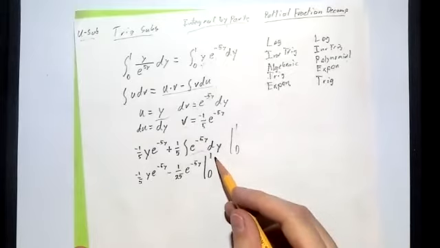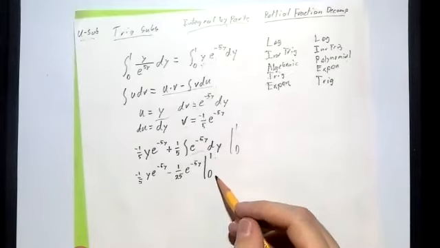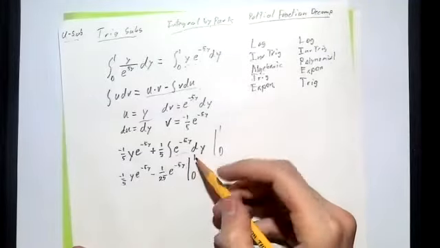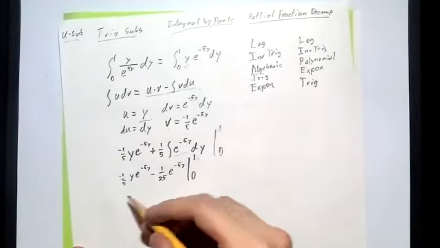Was it 0 to 1 this way, or was it 1 to 0? It's the way you got it. Okay, just confirming. All right, so we evaluate at 1 first.